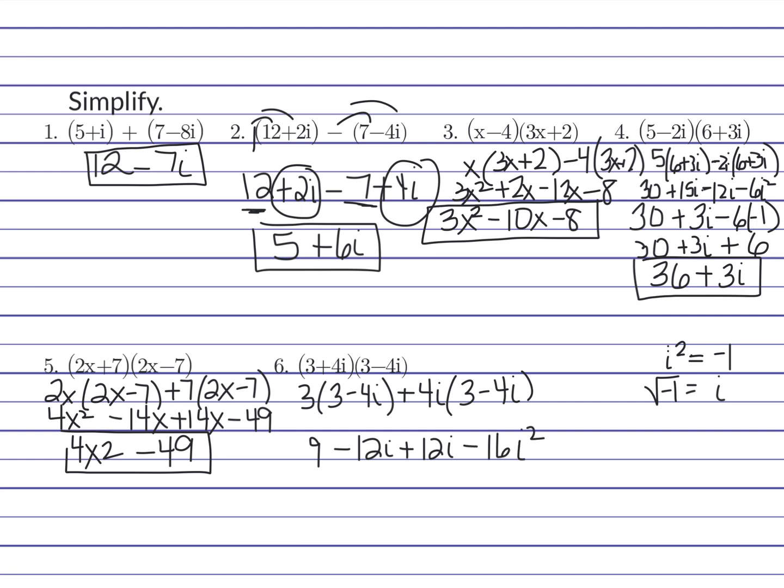I'm going to combine like terms. Negative 12i plus 12i is 0. So 9 minus 16, there's i squared, so I have to replace it with negative 1. I have 9 minus 16 times negative 1, so I'm going to multiply. Negative 16 times negative 1 is positive 16, so I get the real number, whole number, 25.